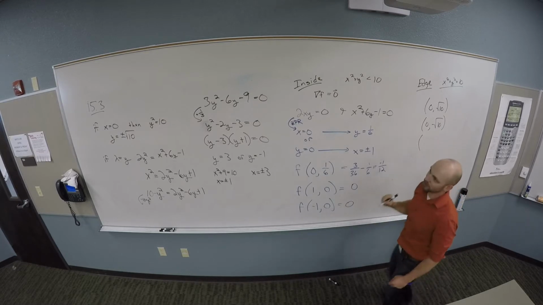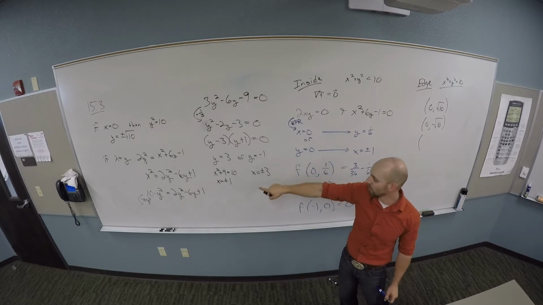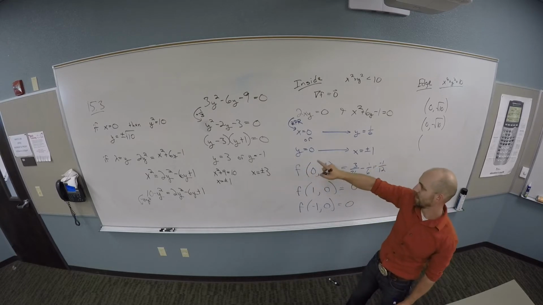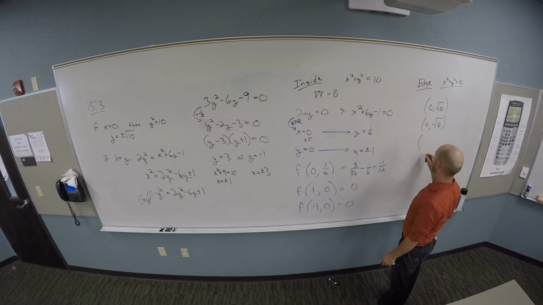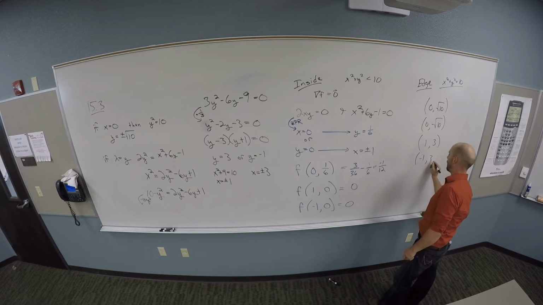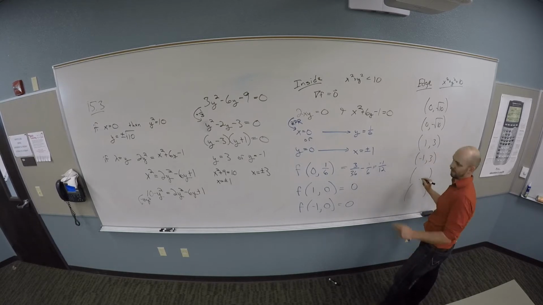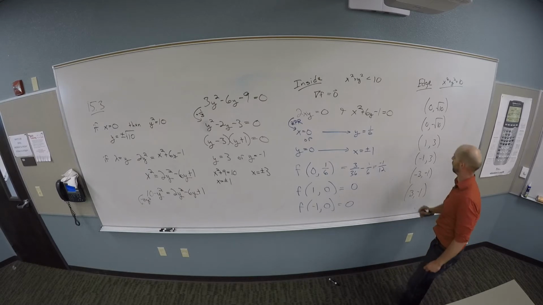Okay, so that was the first one, the ones from x is 0. Then what else did we get? We got plus or minus 1 and 3. So we got (1, 3), (-1, 3), and (-3, -1) and (3, -1), negative 1 on both. Okay.